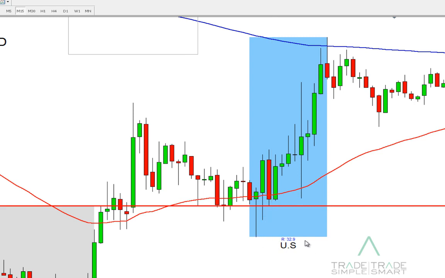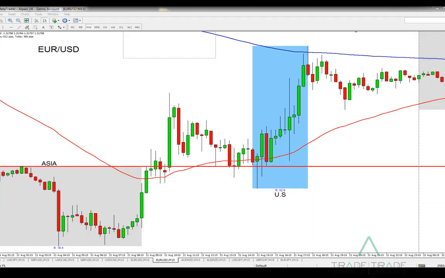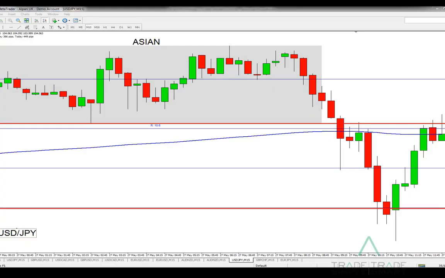So the pullback can be advantageous to wait for, because you can get in not only at a better price, but your stop loss and protection against a second or even third pass at the lows will have a greater range.